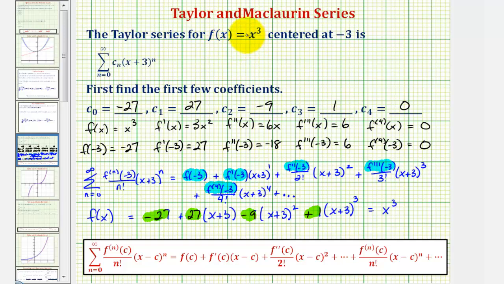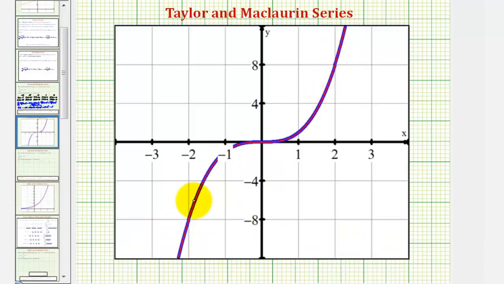To verify this, let's go ahead and graph these terms of the Taylor series, which would be called a Taylor polynomial, and compare it to the original function. The original function is graphed here in blue, and our Taylor polynomial is graphed here in red. As you can see graphically, they're exactly the same.